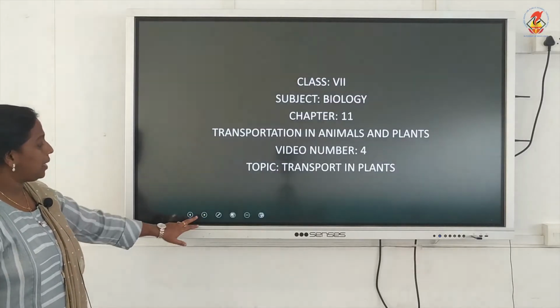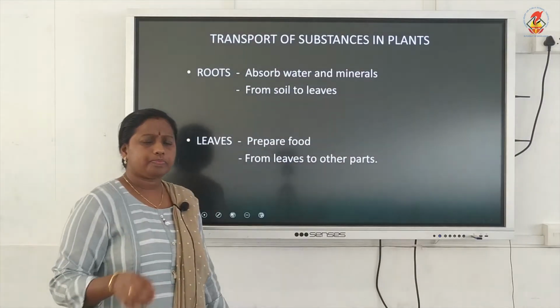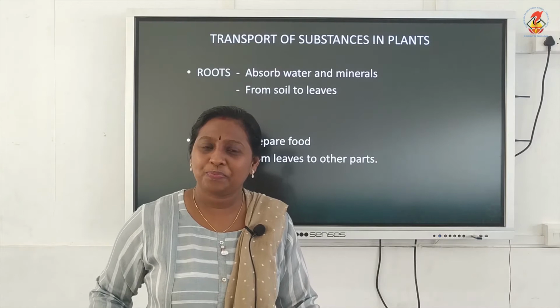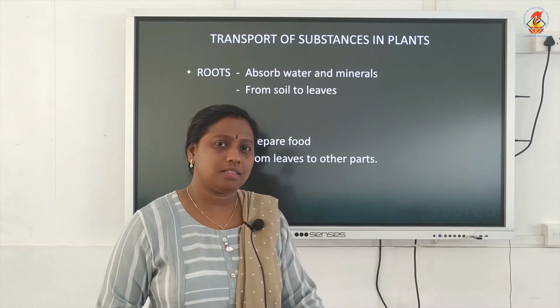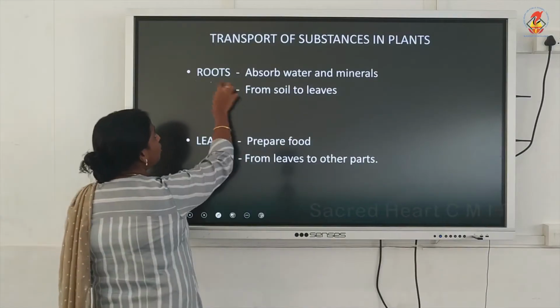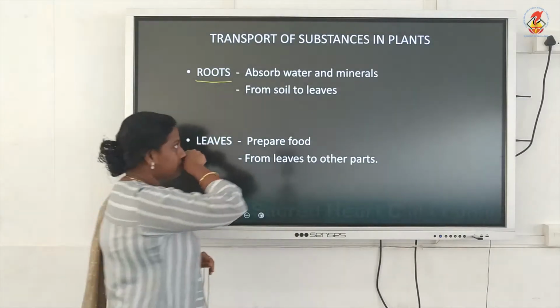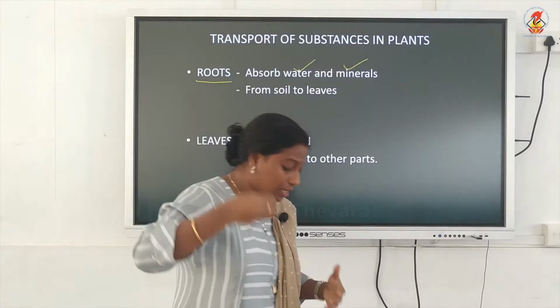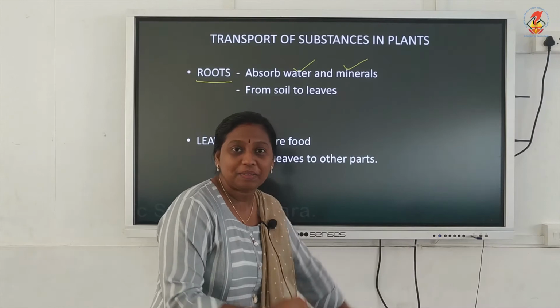Transport in plants. Now, what all things have to be transported in a plant? In plants, what will the roots do? The roots will be absorbing water and minerals from the soil, and this water and minerals is transported to the stem and from there to the leaf of a plant.